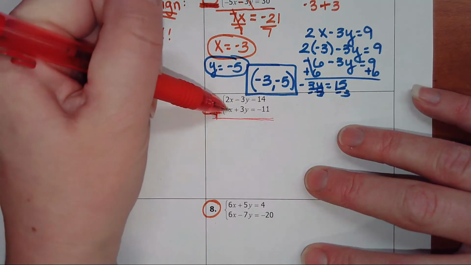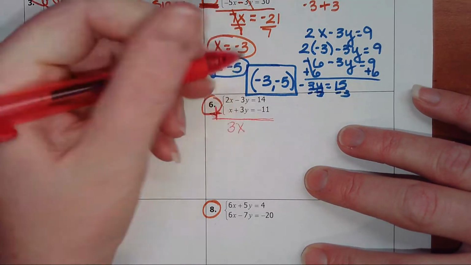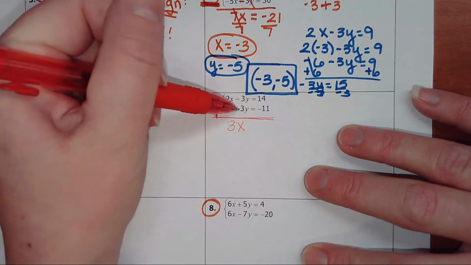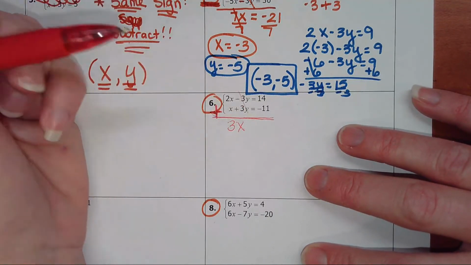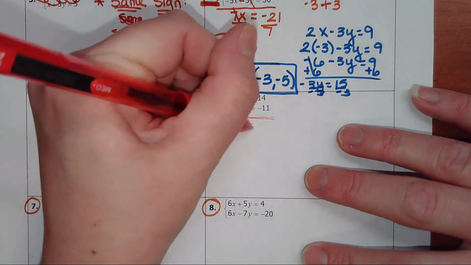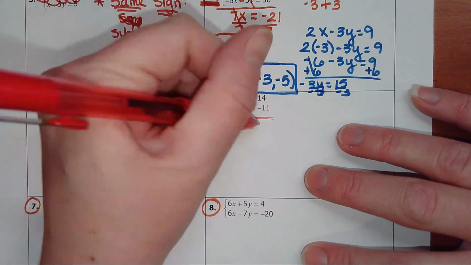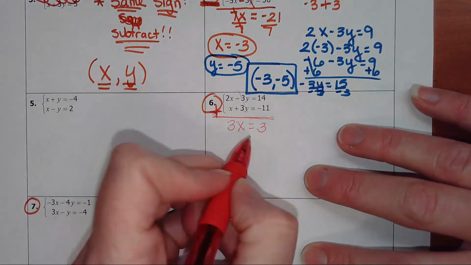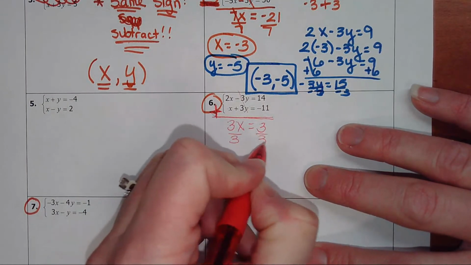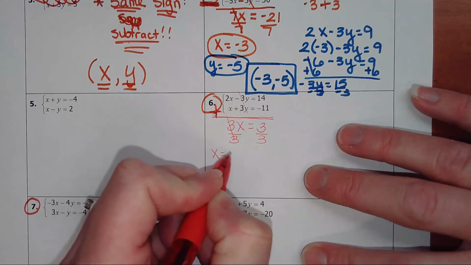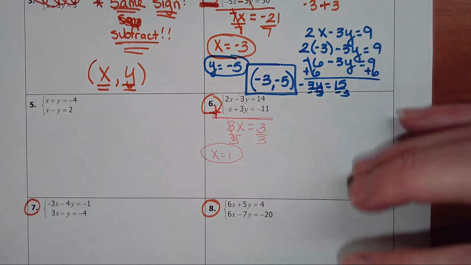2x plus 1x is 3x. -3 plus a +3 is 0, so you don't write it. Bring down your equal sign. 14 plus -11 is 3. Then divide by 3, and you get x to equal 1, which again is great, but that's not all you need.